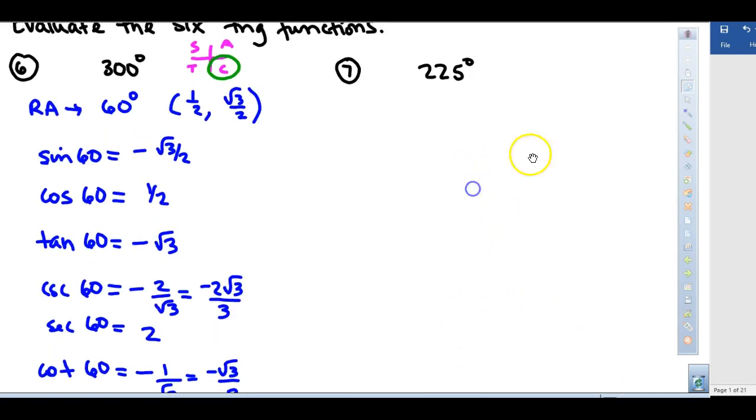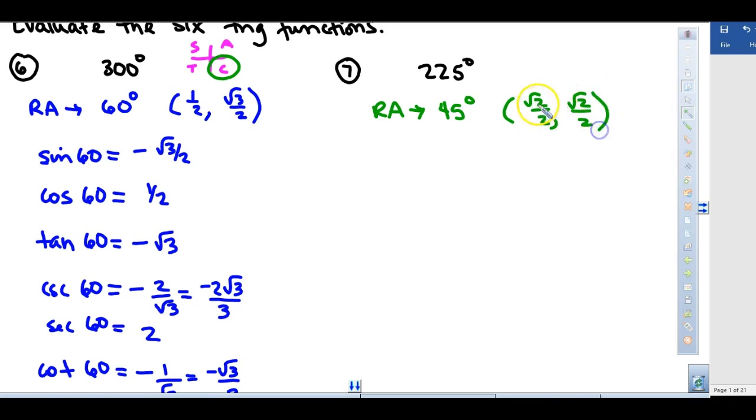Okay? We'll do another one. Let's do 225. Again, let's think about, what is your reference angle? How close to 180 is this? Well, it's 45 degrees away. That's how close to the x-axis it is. Pick out your ordered pair for 45. Square root of 2 over 2, square root of 2 over 2. Okay. Decide which quadrant 225 is in. It's in the third one. That means tangent and cotangent will be positive.